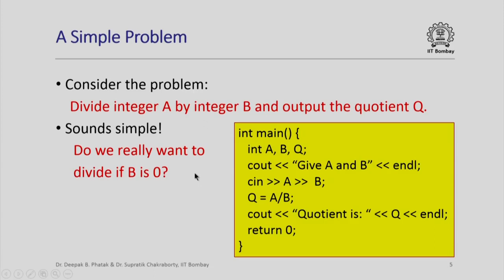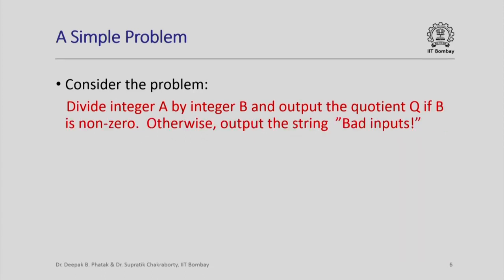So do we really want to divide if b is 0? And if we want to not divide if b is 0, then we need to reformulate or re-articulate our problem in the following manner by saying that divide a by b and output the quotient q if b is non-zero. Otherwise, that is if b is 0, we can simply output the string bad inputs, because then the division would lead to dividing a by 0, which is not a very well defined operation.